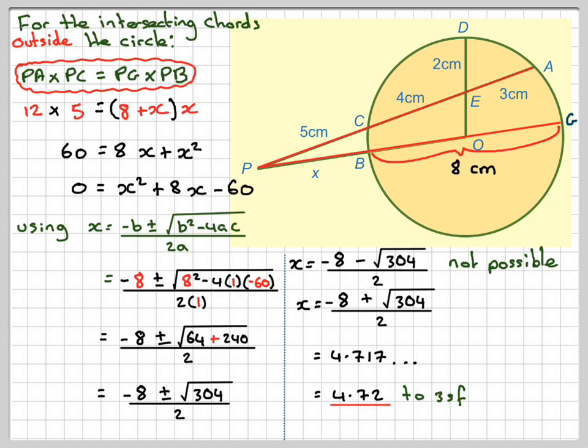Now, making sure we've got the correct units: centimeters to 3 significant figures.